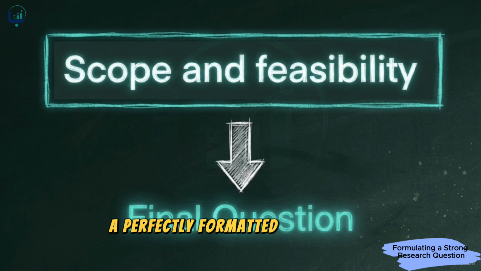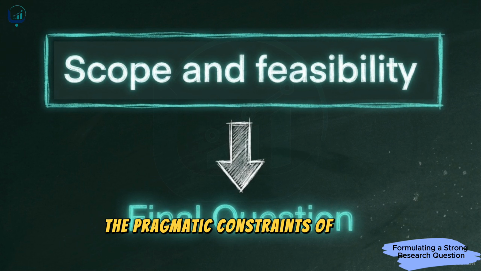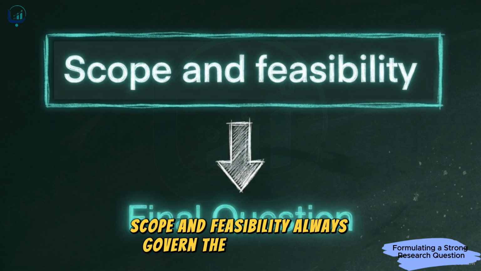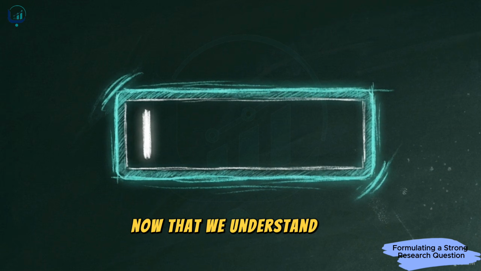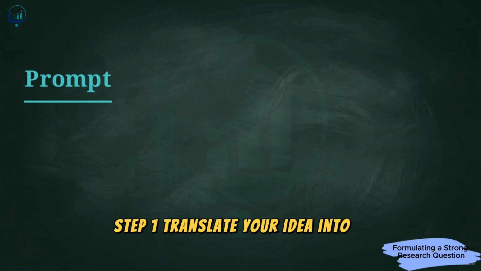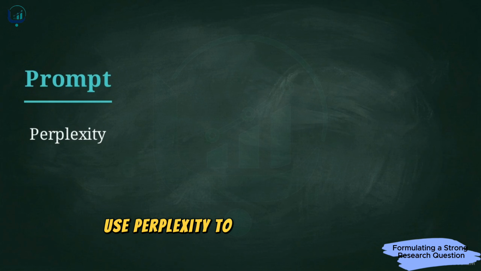A perfectly formatted framework is useless if it ignores the pragmatic constraints of your available resources. Scope and feasibility always govern the final question. Now that we understand the structural rules, we can introduce artificial intelligence. Step 1. Translate your idea into a prompt. Use Perplexity to locate the gap.